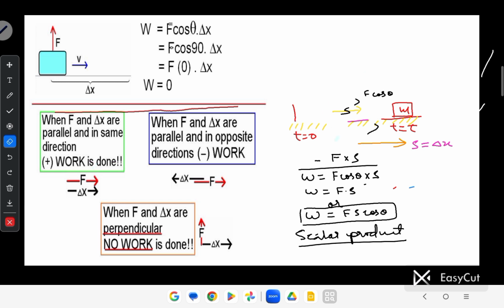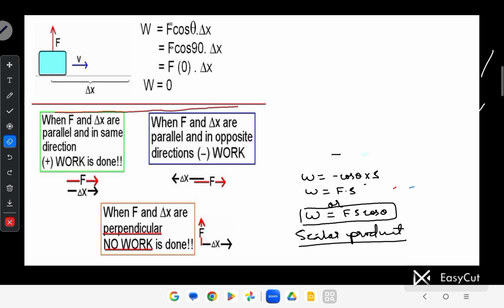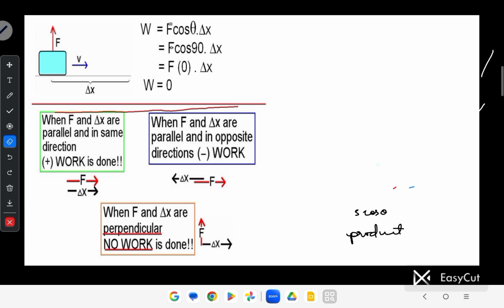So let's talk about the types of forces first. If the work done and the displacement both are in the same direction, then the work done is said to be of positive nature.